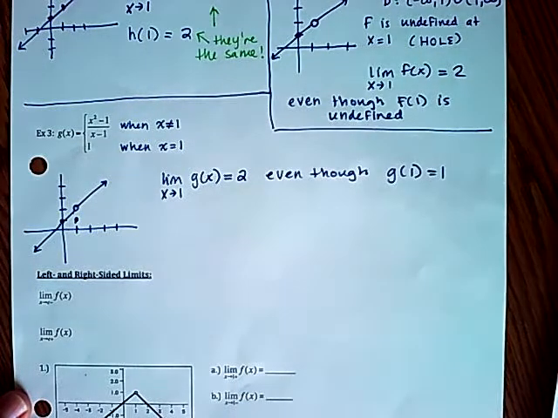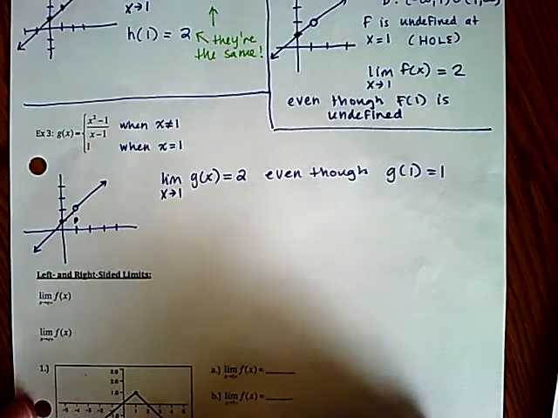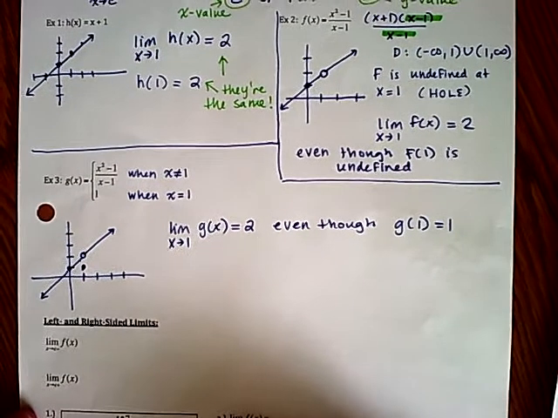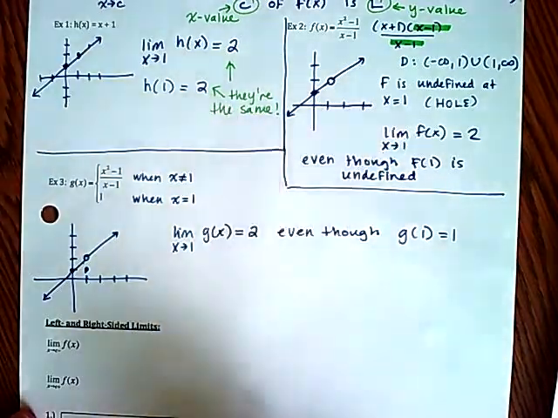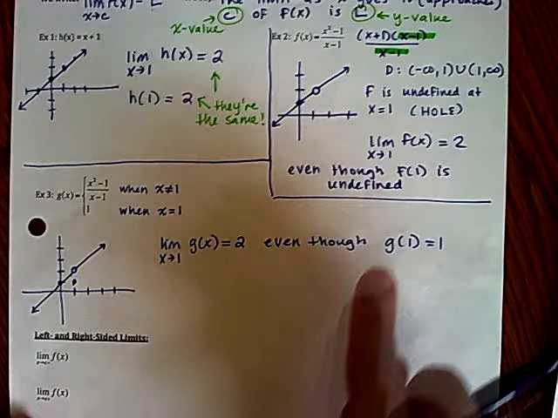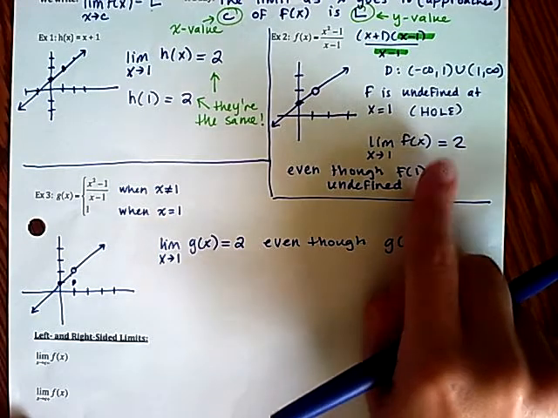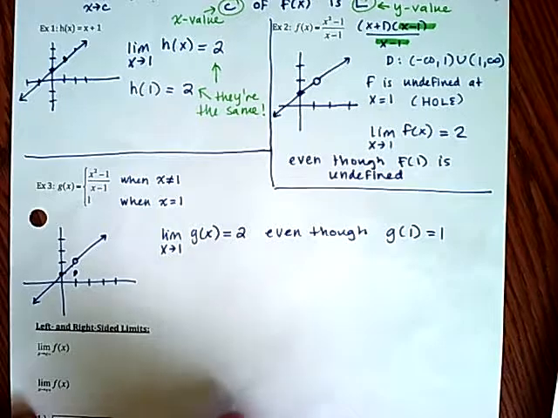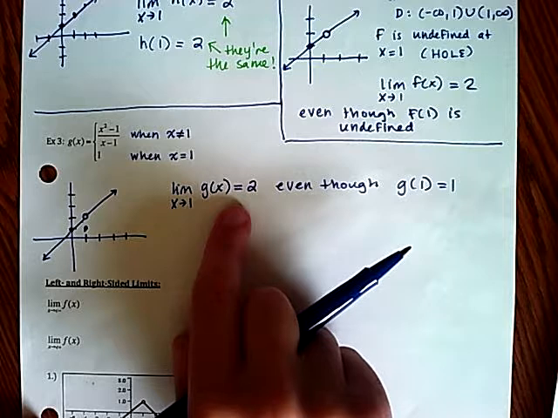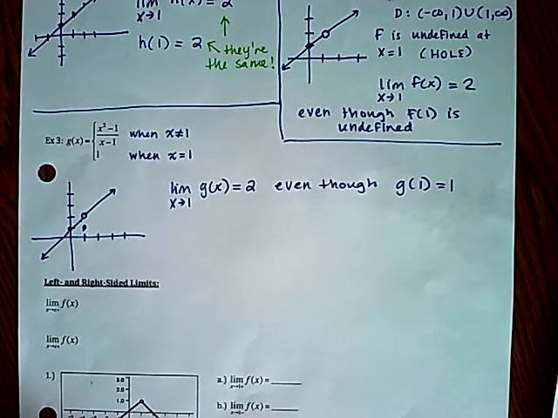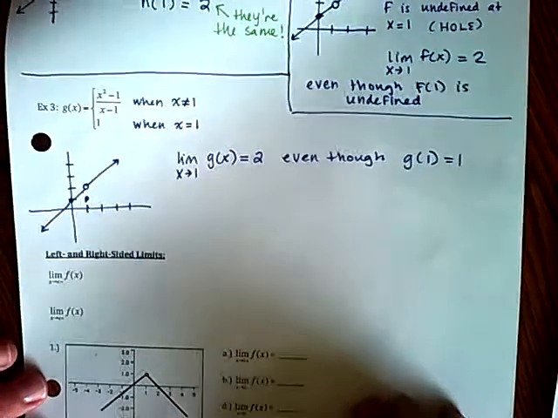Okay, so we see three different types of situations here. One where the limit and the function value match. One where the function is undefined, but there still is a limit. And then one where the function is defined, but the function value is not equal to the limit value. Okay, so moving on to the next part of the notes.